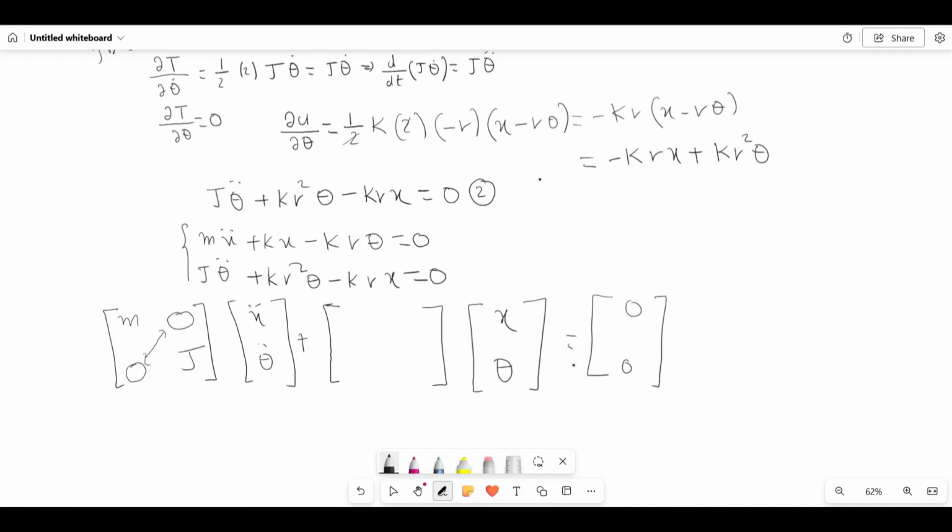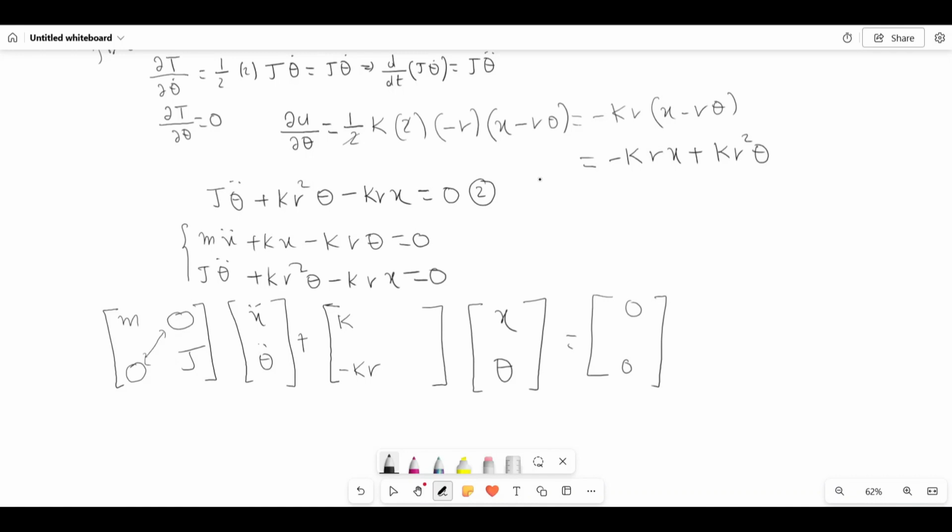Now, what is happening here? At equation 1, where there is k here, do we have any expression with x? Yes, which is k. Now, at equation 2, do you have any expression with x? Yes, it is minus kr. At equation 2 here, do we have any expression with theta?